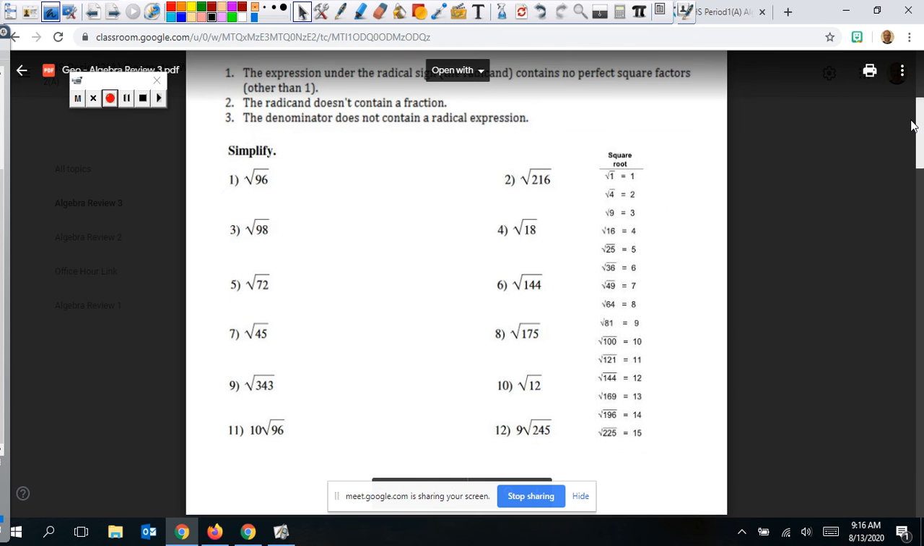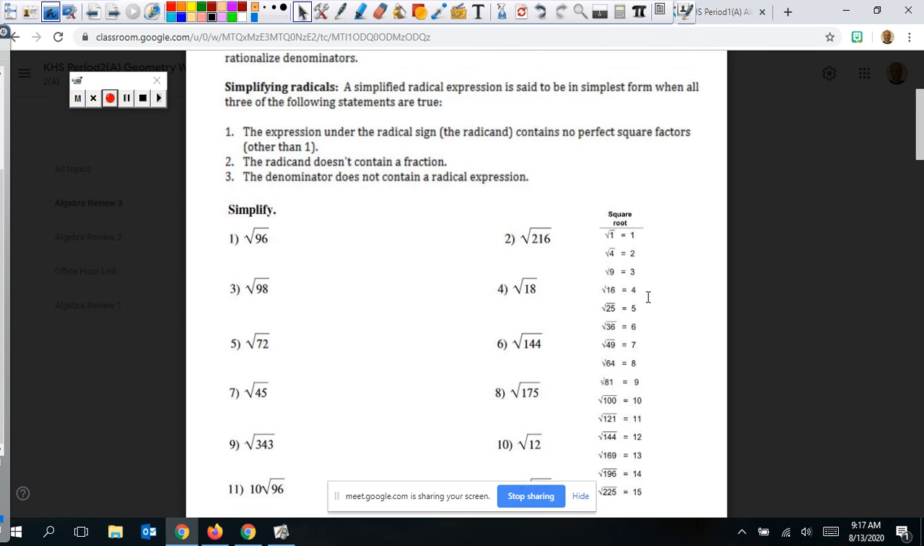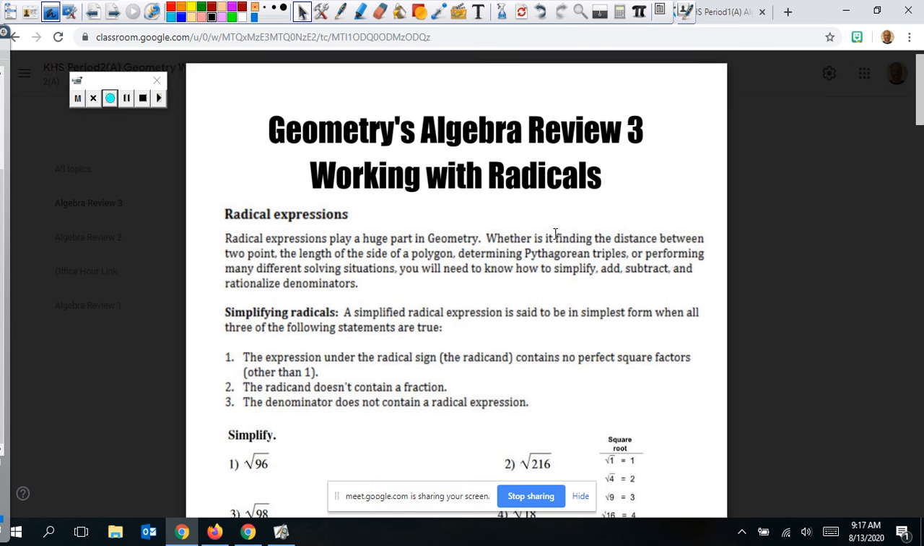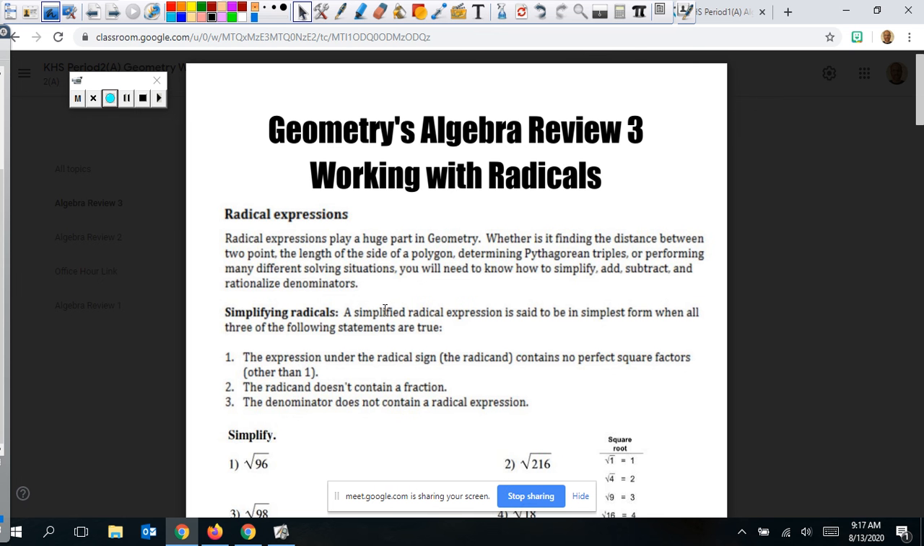Okay, so let's come back up here. I'm just going to do a few of these to give you an idea of what to do, and then I'll let you work on the rest. So right now, we're just going to work on 1 through 12 on simplifying. If you have your own sheet of paper, on the top put the title. You could say Algebra Review 3, or Working with Radicals. Again, make sure you put your name, even if you print these pages off, put your name on every page that's printed off.